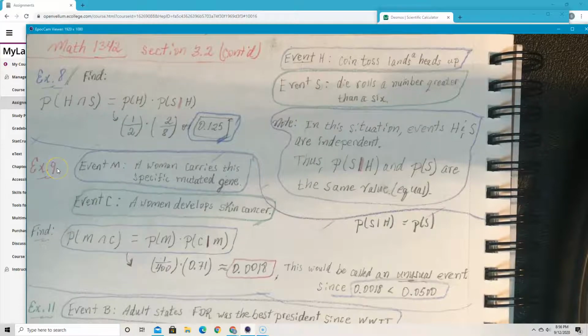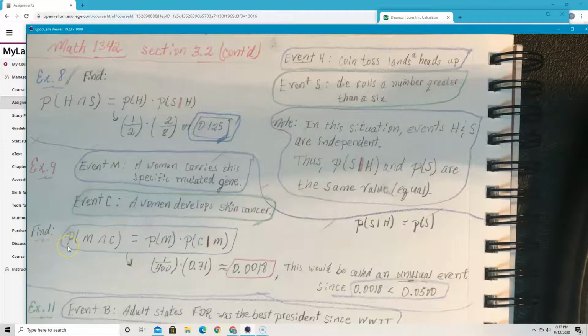So number 9, let's call a woman carries this specific mutated gene an event. It's not a positive event, but it's an event. I just picked a letter to name it, capital M for mutated. Event M. The woman develops skin cancer. Not a good event, not a positive event. Event C, I just picked C for cancer. Not any kind of cancer, it's skin cancer.